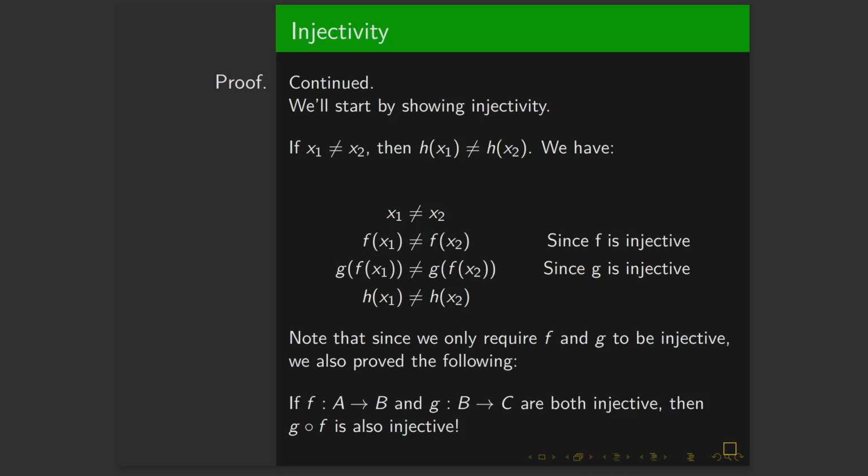And what's really interesting here is that we only require f and g to be injective. So we also proved this lemma. A lemma is kind of like a small proof or a side proof that's usually not that hard. And it's this. If f goes from A to B and g goes from B to C are both injective, then g compose f is also injective. G compose f, once again, we apply f first, then g.